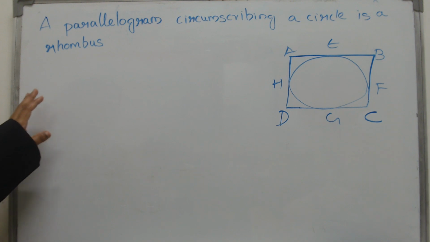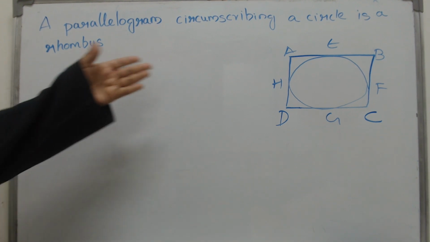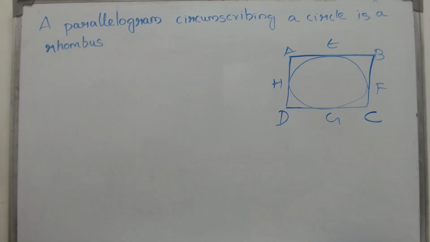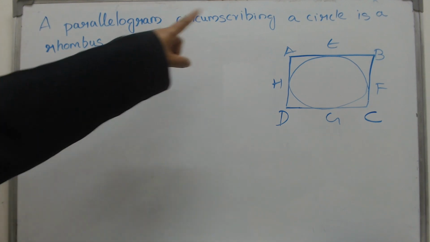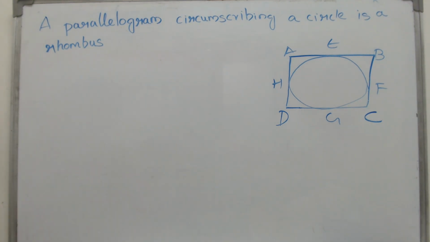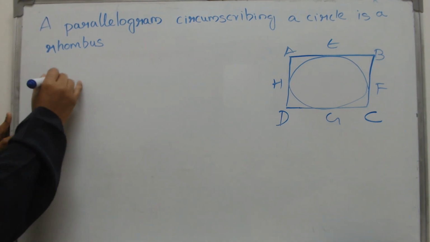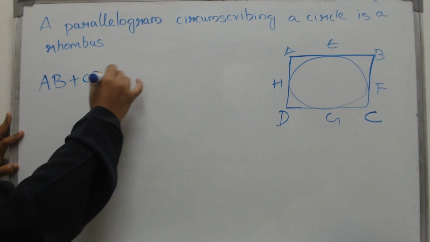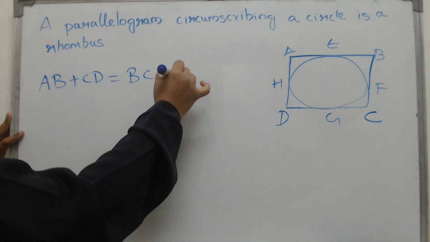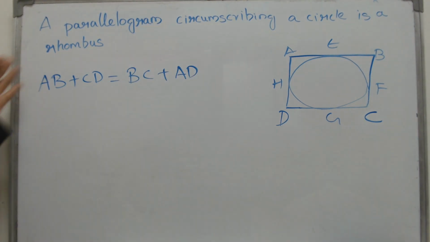Now we move on to our next question. What do we have here? Again a quadrilateral circumscribing a circle. Then what is the result that we just now found out? The sum of the opposite sides are equal. So now, is this any ordinary quadrilateral? No, it is a special one.